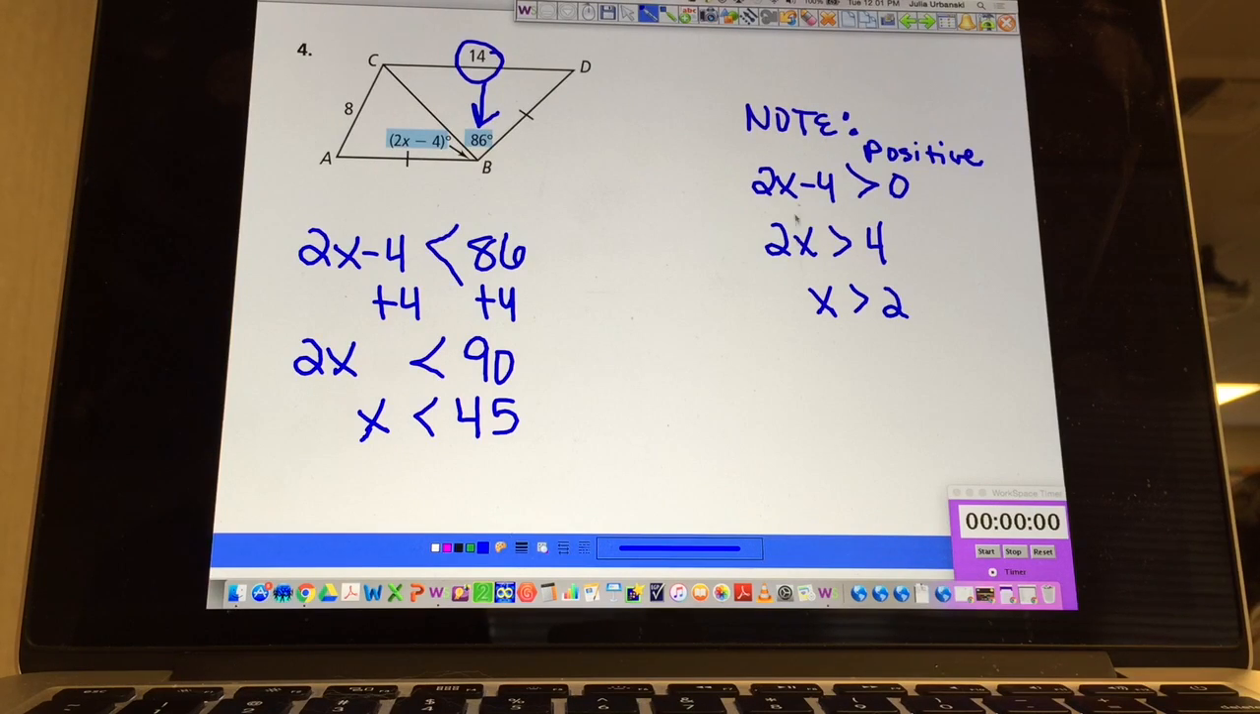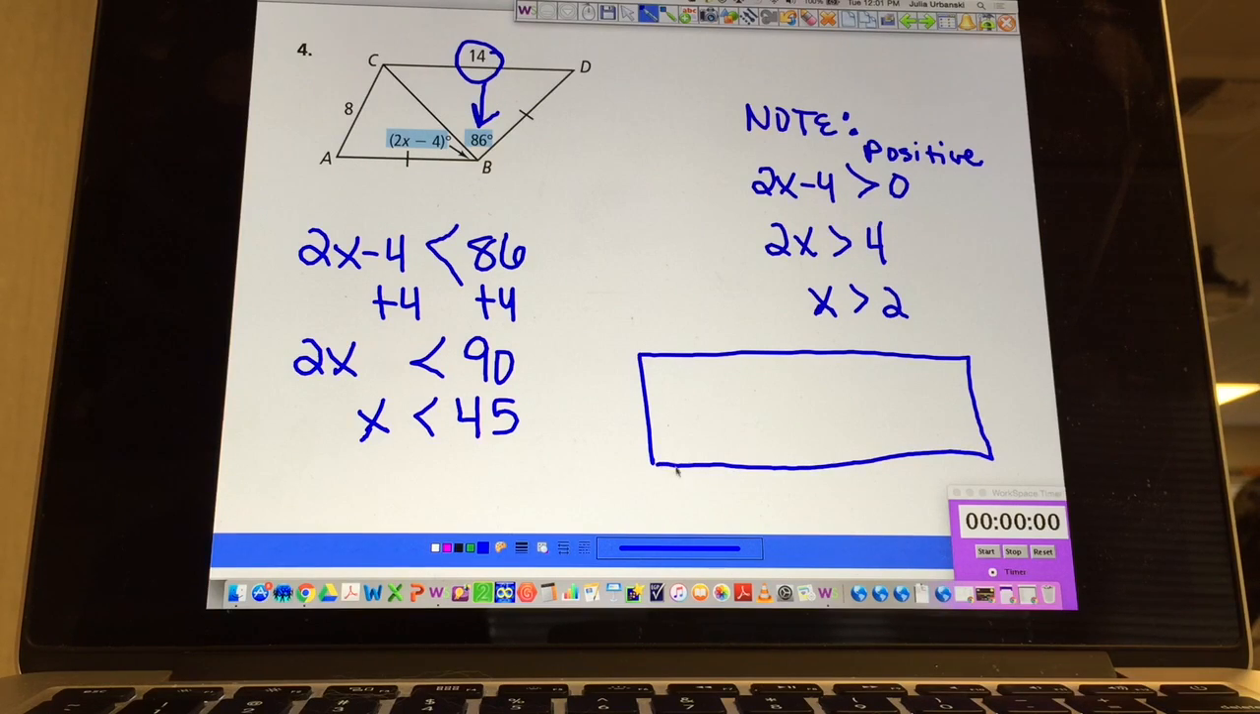You have to bound the x in between numbers that will keep the angle as a positive number. So it's essential here. So we'll just keep doing more. As I want to write my final answer, what's my smallest possible number? 2. What's my biggest possible number? 45. And x is between them.